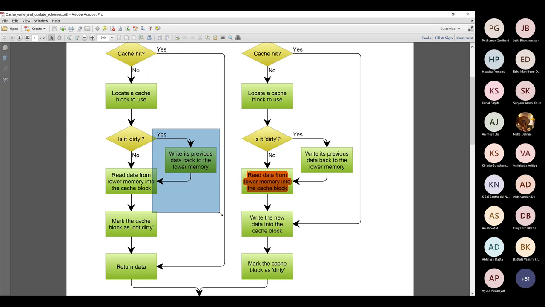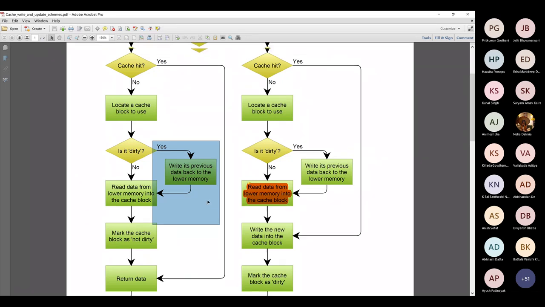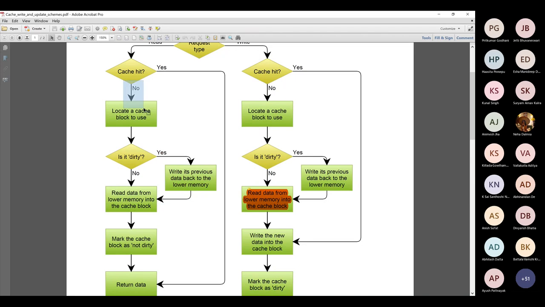You are reading which block? A block which is dirty. That means... No, you are not reading the block which is dirty. I'm reading a word. There has been a cache miss. Oh, okay. Sorry. Yeah. This is a very important, good question.